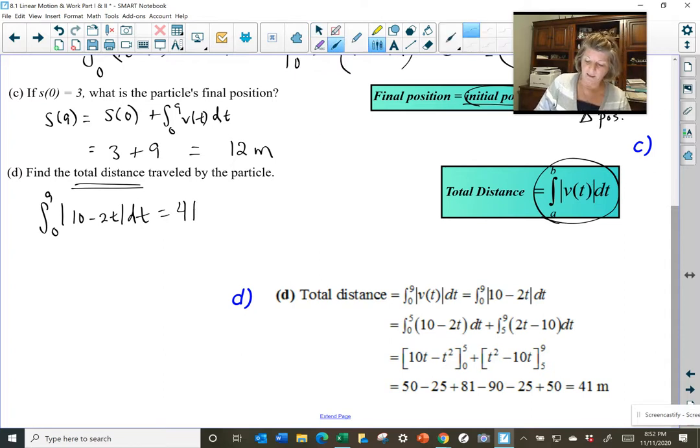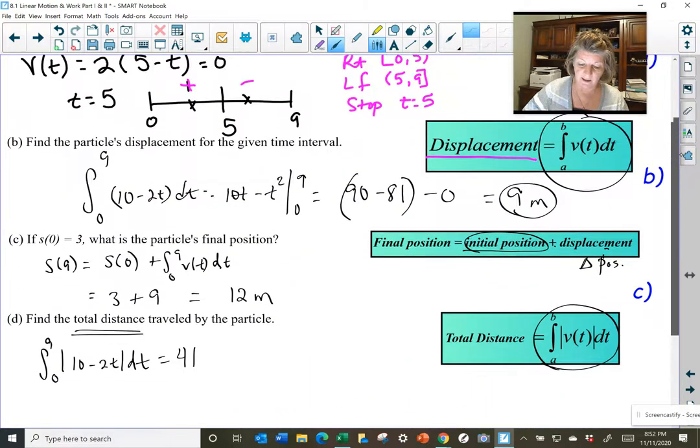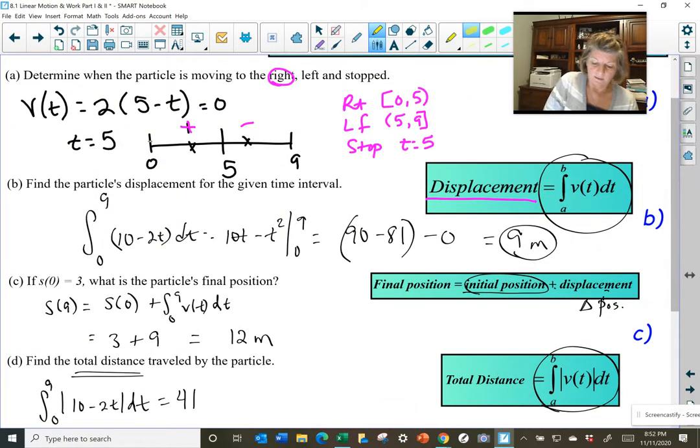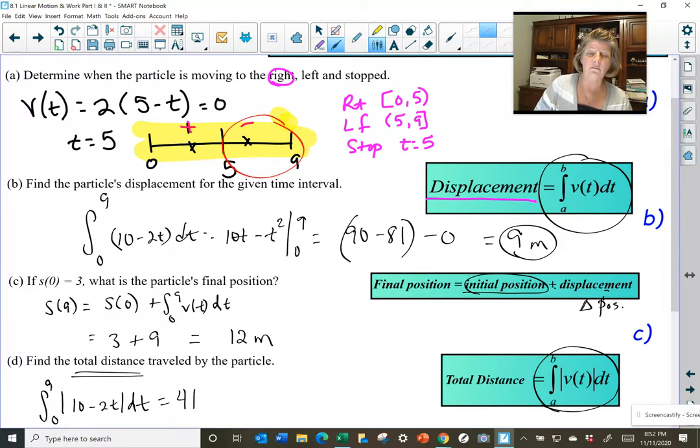Now, if I had to do this, yeah, this is the part I wanted to explain to you. If I have to do it by hand, I've got to be really careful, because we know by our sign chart up here that our particle does change direction.